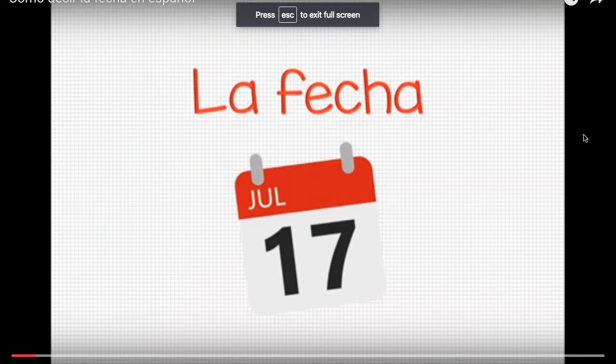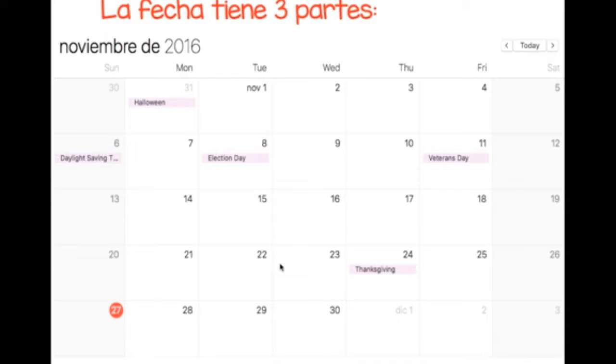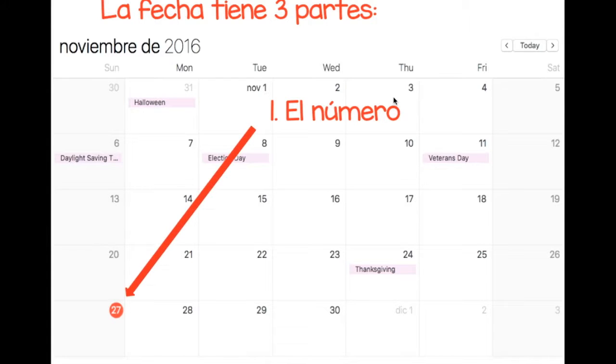Sobre cómo decir la fecha en español. La fecha en español. La fecha tiene tres partes. La primera parte es el número. 1, 8, 10, 12, etc. El número en este caso es el 27. La segunda parte es el mes. Tenemos enero, febrero, marzo, abril, mayo, junio, julio.